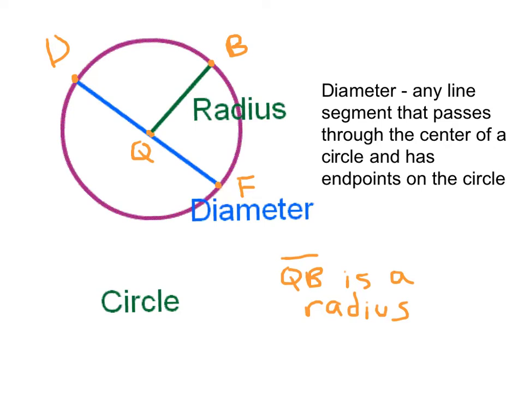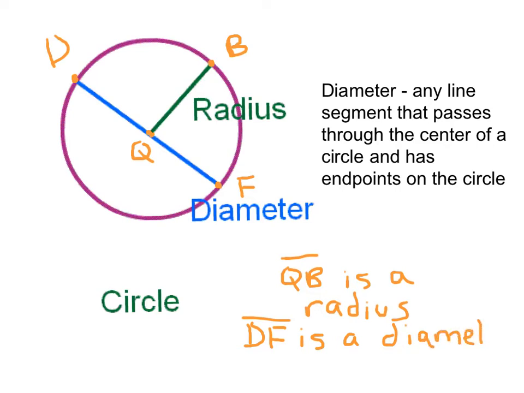You do not call this line segment DQF, so that is a common mistake of students, is that they try to identify that line segment as line segment DQF. You only identify a line segment by the endpoints, and the endpoints D and F are both on the circle. So line segment DF is a diameter.